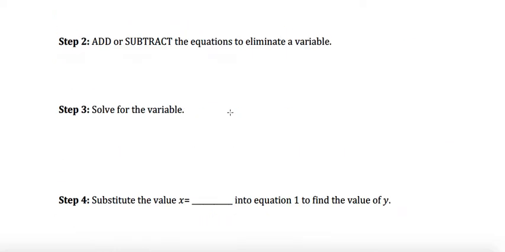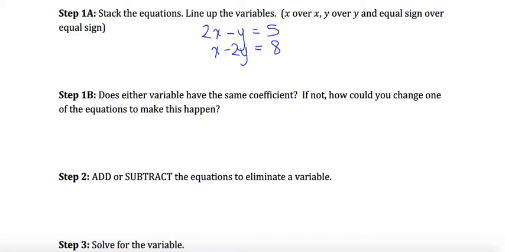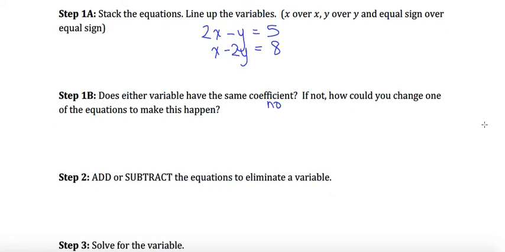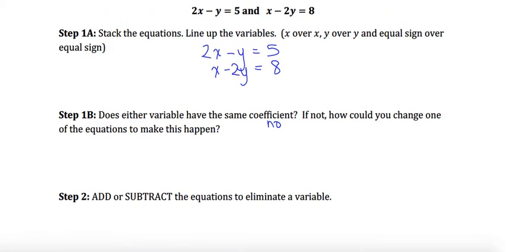So now we need to think about what variable we are going to eliminate. Are the coefficients in front of the x's the same? No, one's a 2 and one's a 1. Are the coefficients in front of the y's the same? No, one's a 1 and one's a 2. So we need to do step 1b. Does either variable have the same coefficient? No. If not, how can we change one of the equations to make this happen?